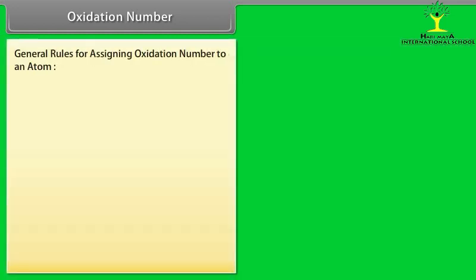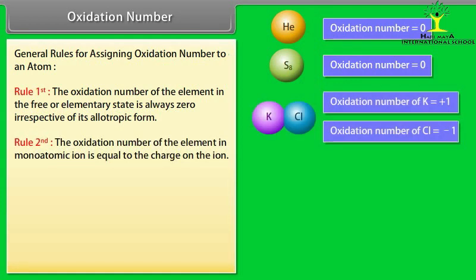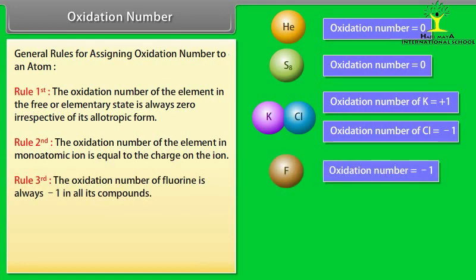General rules for assigning oxidation number to an atom. Rule first. The oxidation number of the element in the free or elementary state is always 0, irrespective of its allotropic form. Rule second. The oxidation number of the element in monoatomic ion is equal to the charge on the ion. Rule third. The oxidation number of fluorine is always -1 in all its compounds.